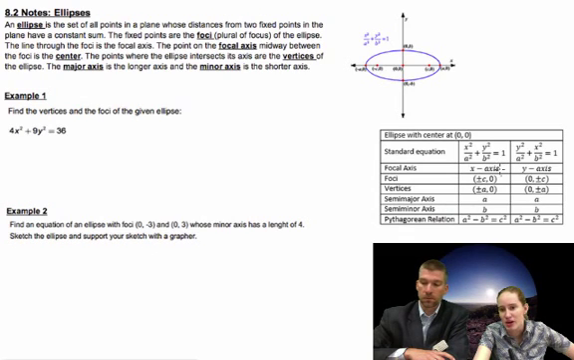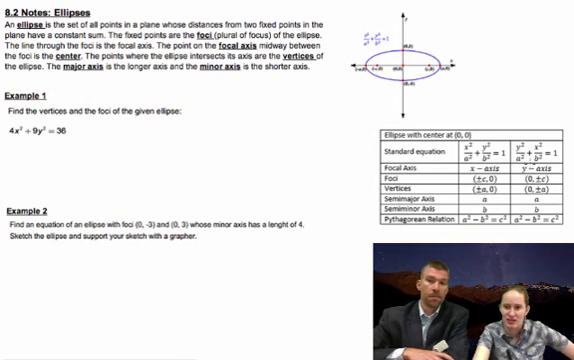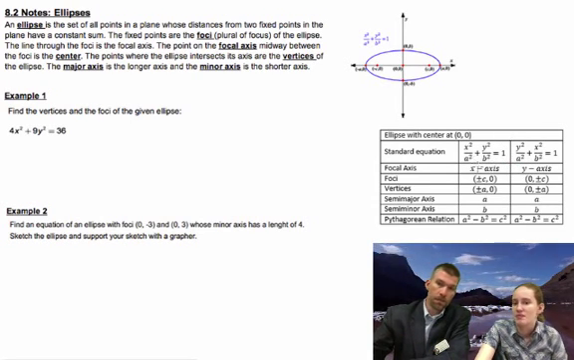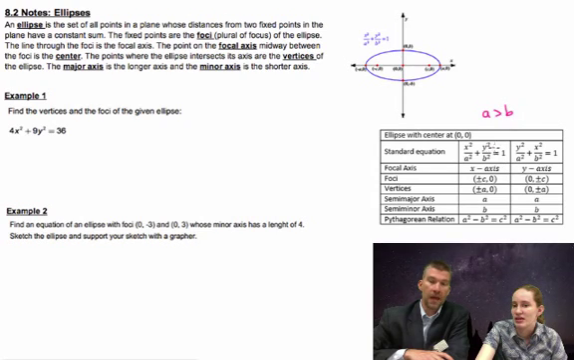So we have a box and an example of what an ellipse looks like in our notes. And this box, just like the boxes for parabolas, is going to be super helpful for our problems. The only difference between these is that A is going to be the bigger axis. So A is going to be greater than B, every single time with an ellipse. Period. End of story.